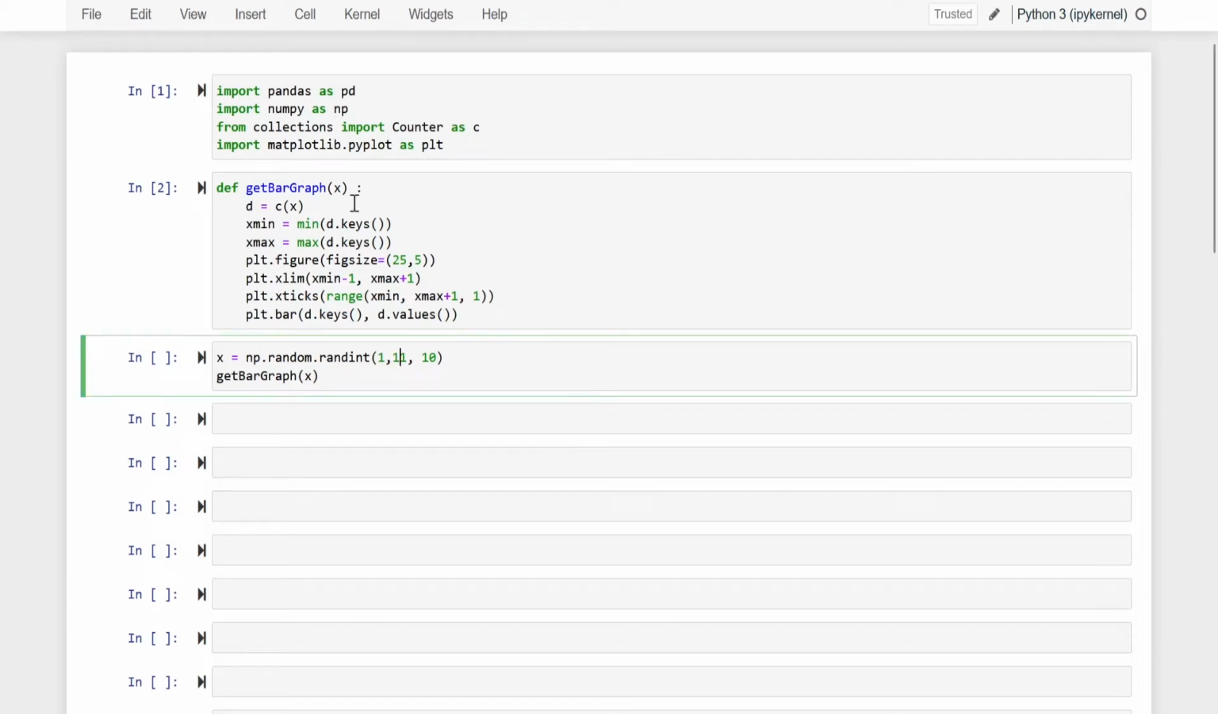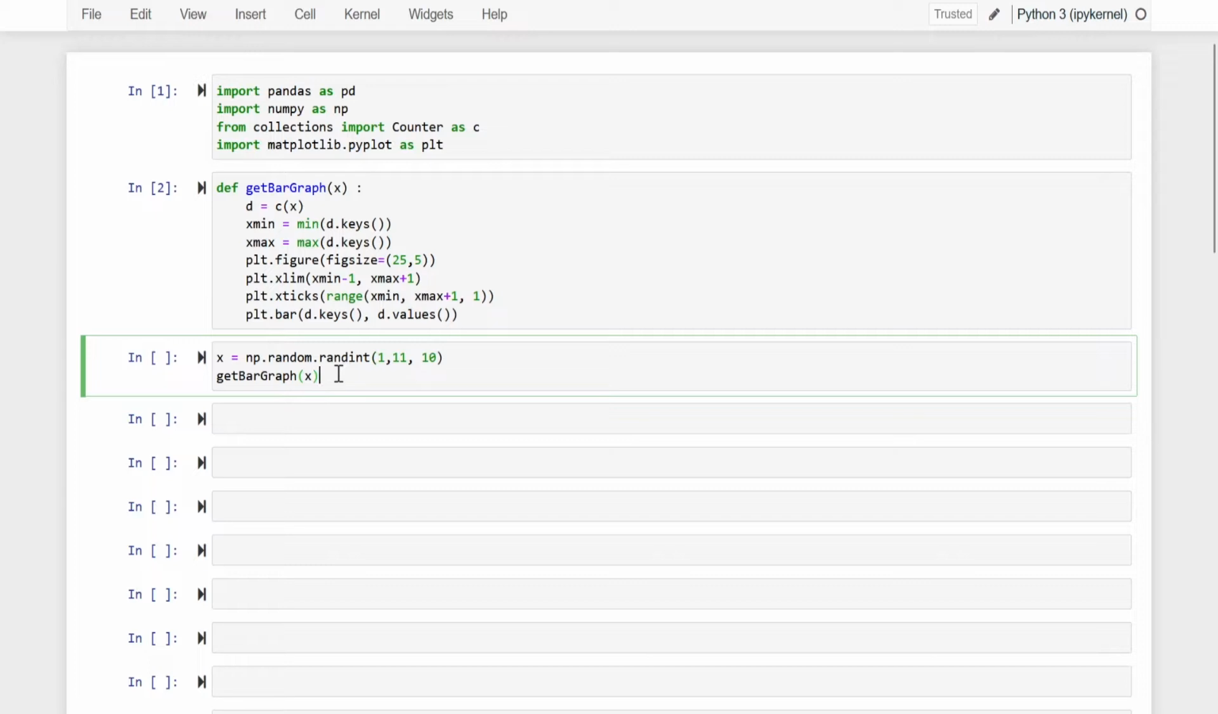Hi guys, in this video we will discuss histogram. We have imported these libraries and we have written a small function to generate a graph that depicts frequency count of each and every unique value in the data set passed to this function. So we are generating numbers between 1 and 10, and the number of numbers generated is 10.